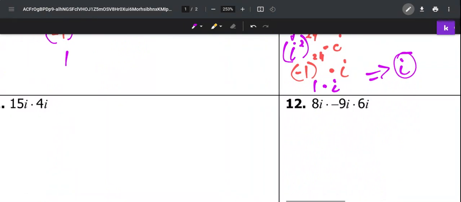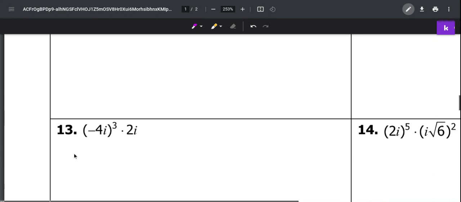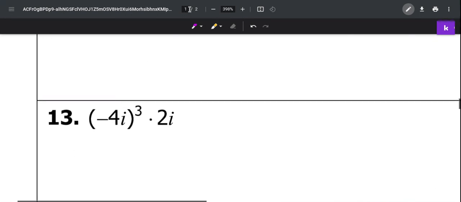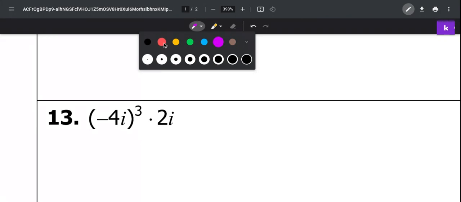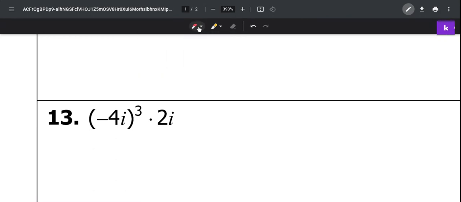Let's go to number 13. So on number 13, this is going to be a big one that you'll have to be able to do. It's going to incorporate rules of exponents, and it's also going to look at a few more of the i problems. All right. So now, notice that we have two things being multiplied. So obviously we're going to multiply. But before we do that, we have an exponent of 3, and rules of exponent or order of operation says do the exponents first.